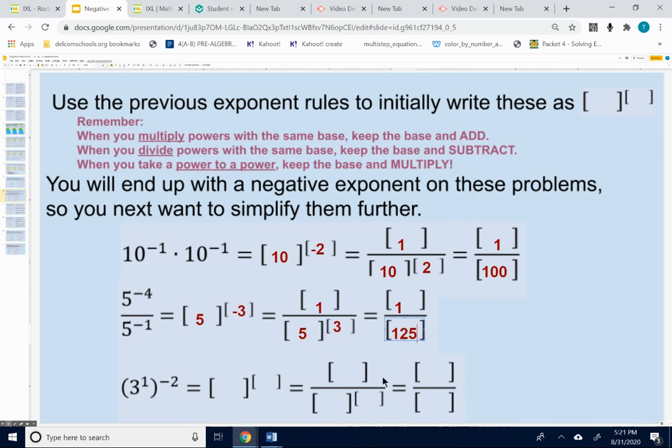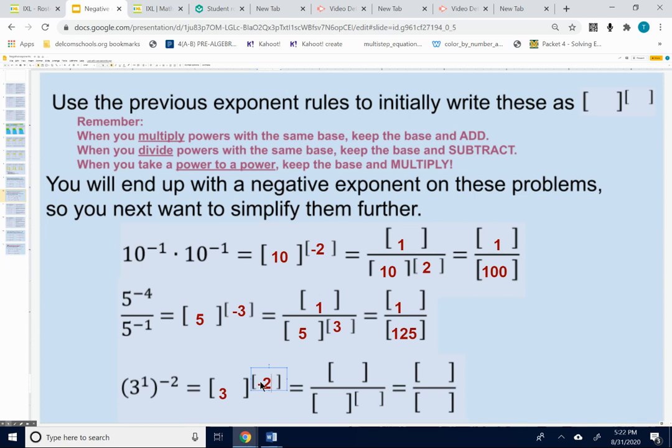Here's the last problem. 3 to the first raised to the negative 2 power. Okay, that's a power to a power. You multiply. So keep the base the same. Multiply 1 times negative 2. Okay, signs are different, so it's a negative, negative 2. We get 3 to the negative 2 power.